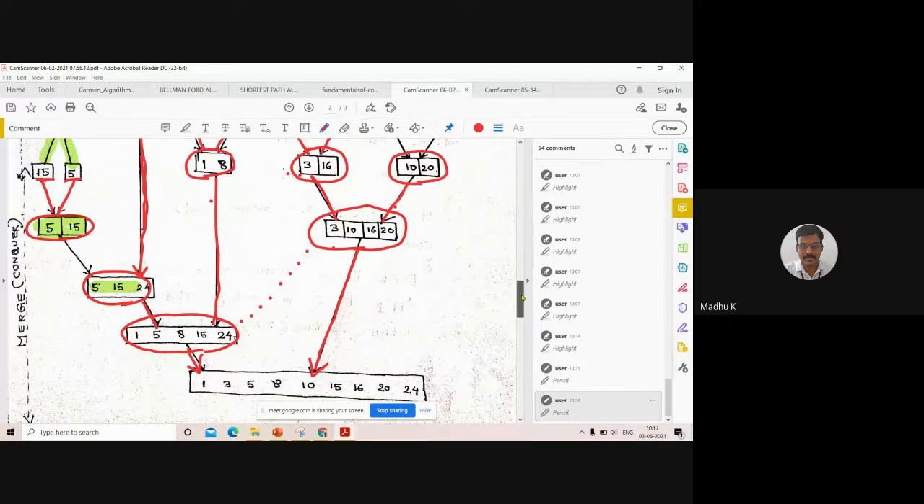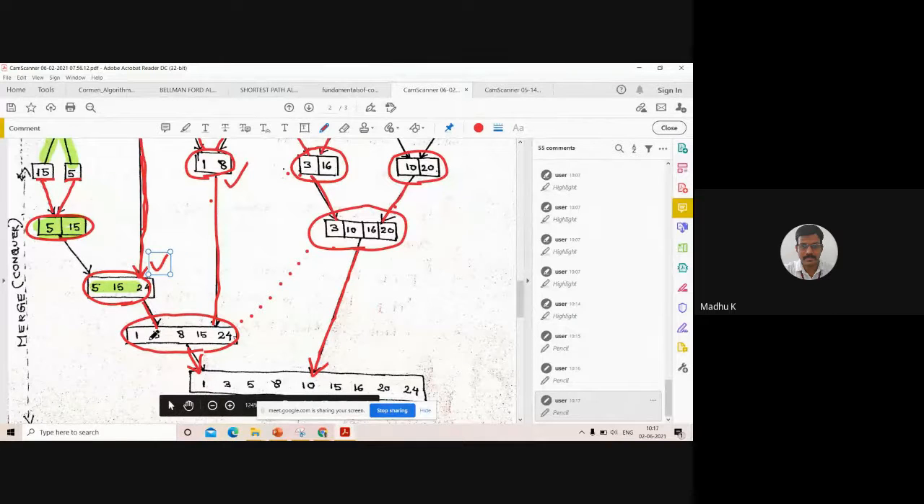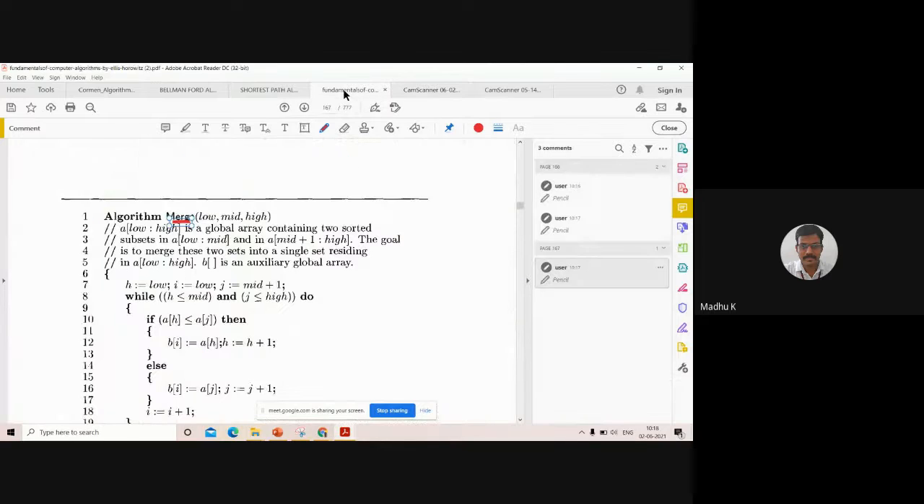What is the merge function? What is the use of the merge function? Suppose I want to combine this and this, then I will apply the merge function. The merge function will merge the elements 5, 15, 24, 1, 8 and put them in sorted order. So we want to merge the subarrays into sorted order. The parameters are low comma, mid comma, high.